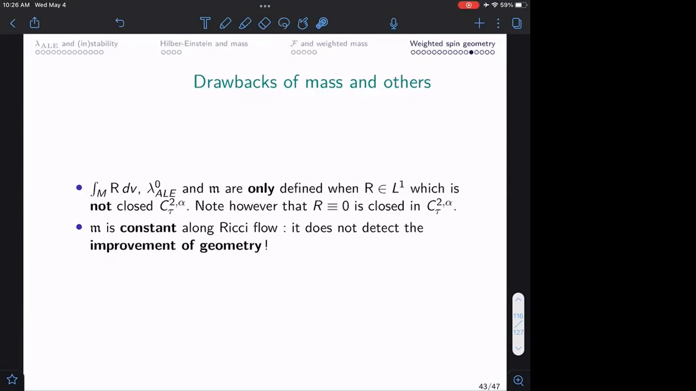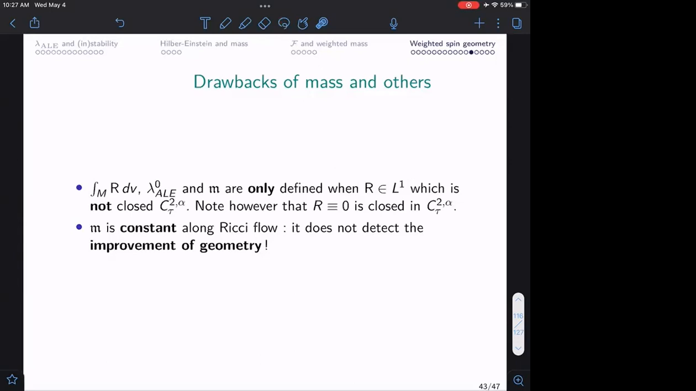Yes, you need the scalar curvature to be integrable to even make sense of these definitions. Sorry, which one? The integral R minus m? Oh, okay. Yeah, physically, it's exactly what you said. It's the boundary condition. So that's where it comes from, and that's the way you obtain these Einstein metrics as critical points. I didn't know the name, but that's the thing you need to add.